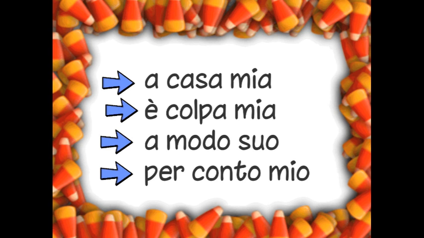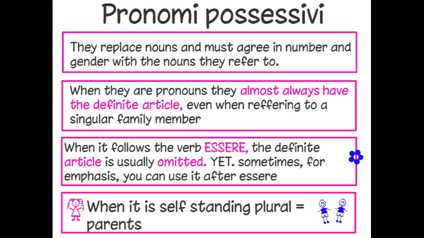Now, you could use the possessives as pronouns, so you don't have to repeat the noun. Whose book is it? It's mine. So in that case, it's exactly the same thing. You choose the possessive, and the possessive must agree in number and gender with the noun that they refer to. When they are pronouns, they almost always have the definite article. So, di chi è quella penna? Ah, è la mia. That is, even if they are referring to a singular family member. So that's a nice little rule right there. Nice and simple.